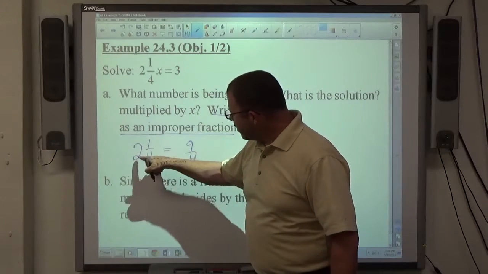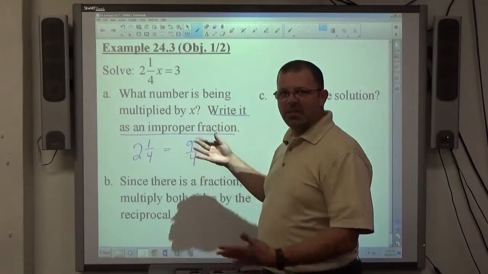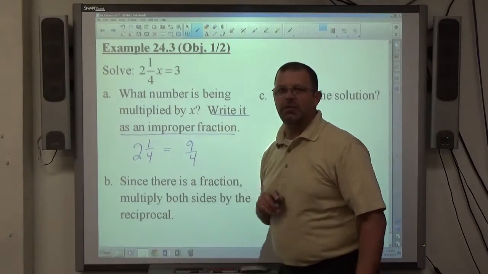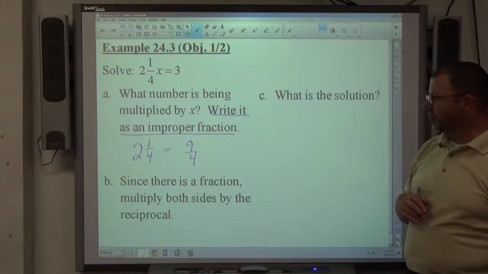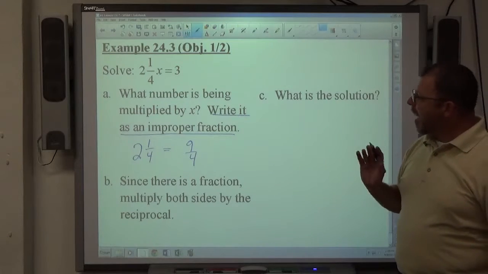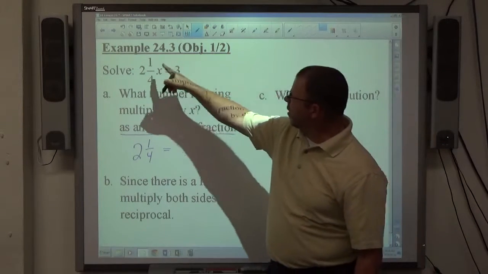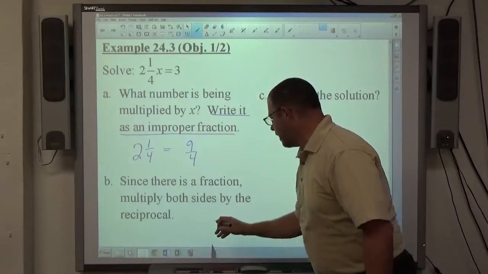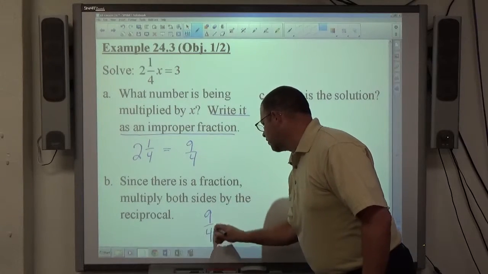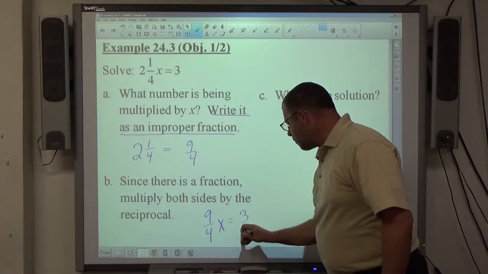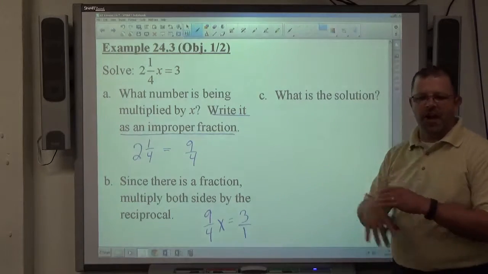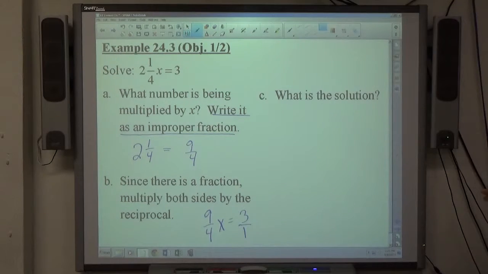Keep in mind, 2 times 4 is 8 plus 1 is 9. That's how you create the numerator, and it goes over the same denominator of the fraction. So 9/4 is equivalent to 2 1/4. That transforms the equation from what it was, 2 1/4 x equals 3, into 9/4 x equals 3. I would probably put the 3/1 just to create that fractional structure. And now it's exactly the same difficulty level as the last problem was.